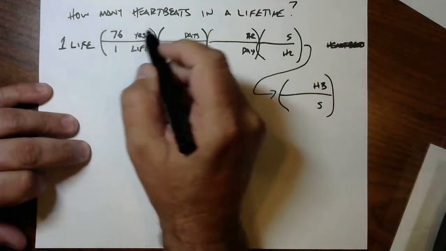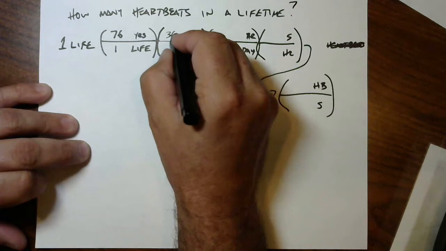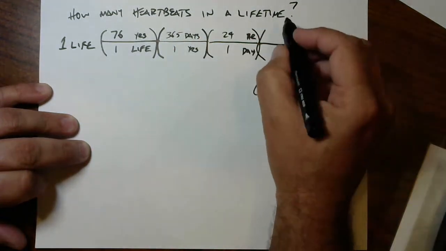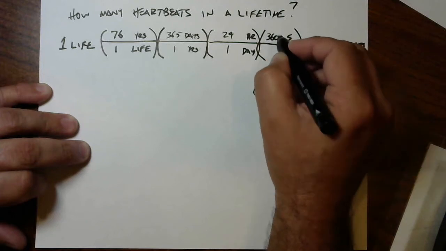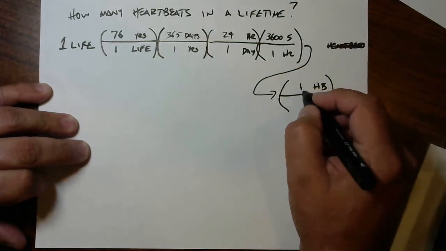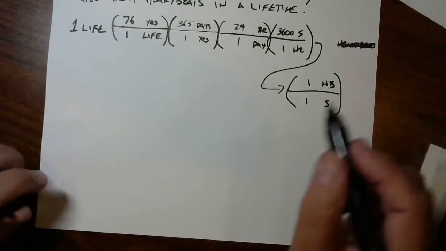Alrighty, so 76 years is one life. 365 days is a year. 24 hours is a day. And there's 3,600 seconds in an hour. And there's roughly one heartbeat in each second. So that really wasn't necessary now, was it?